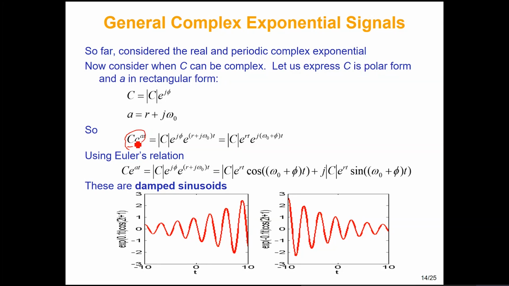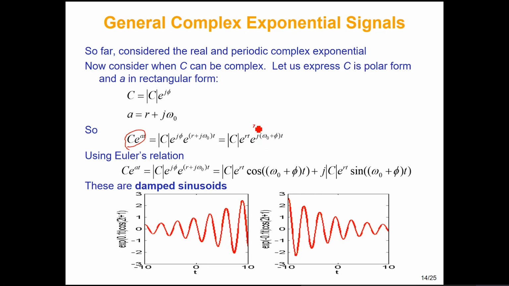If both A and C are complex, then we can write C in terms of polar coordinates and A in terms of rectangular coordinates, and plug in the values. We end up getting this long statement right here. Then we take the part without the complex part on one side and the complex part on the other side, so that we have e raised to the power of rt times e raised to the power of j(omega naught plus phi)t.